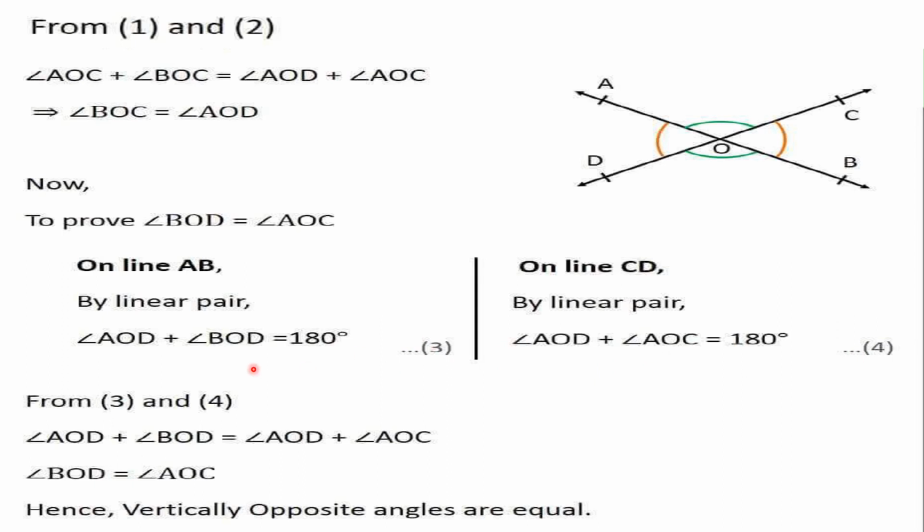Okay, my children? Right. From equation 3 and equation 4, we get angle AOD plus angle BOD is equal to angle AOD plus angle AOC. Isn't it, my children? Both are 180 degrees, so we are equating the LHS parts. Understood this step, my children? Right. Angle AOD gets cancelled. But then what will you get? Angle BOD is equal to angle AOC. So we have proved vertically opposite angles are equal. Hence, vertically opposite angles are equal.